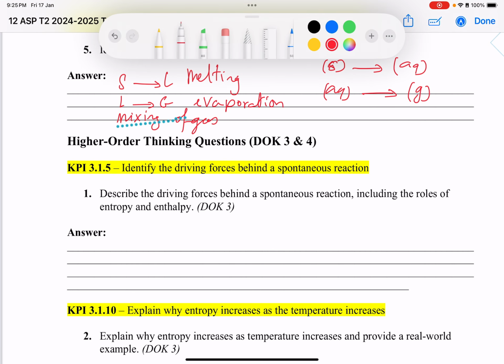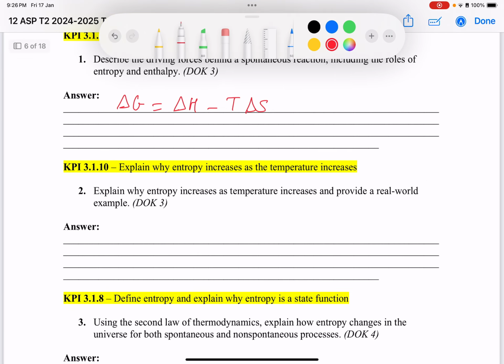Now again, the driving forces behind a spontaneous reaction, delta H and delta S. So a spontaneous reaction is driven by enthalpy and entropy. Now, if a reaction is exothermic with an increasing entropy, this reaction is always spontaneous.